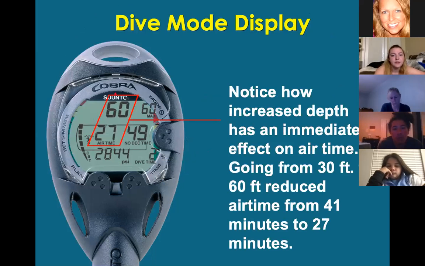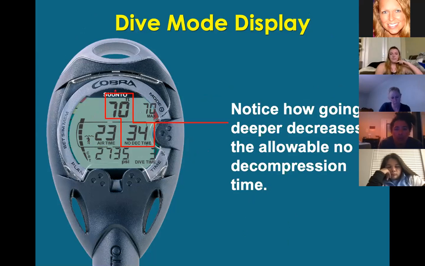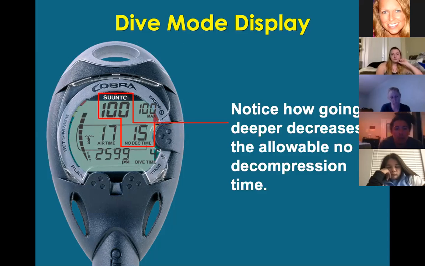So this is the dive mode display. Notice how increased depth has an immediate effect on airtime. So going from 30 feet to 60 feet reduced airtime from 41 minutes to 27 minutes. So in the last one that we were looking at, we were at 30 feet and we went down to 60. So it's telling us now that we can only stay for 27 minutes at the current depth that we're at. And then notice how going deeper decreases the allowable no decompression stop time, which makes sense based on the charts that we've seen.